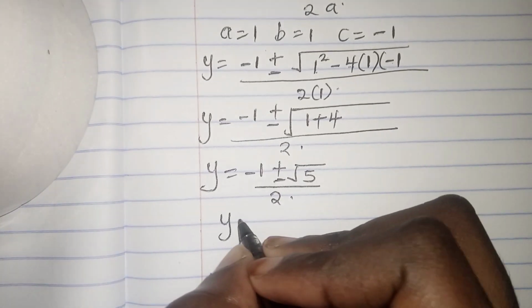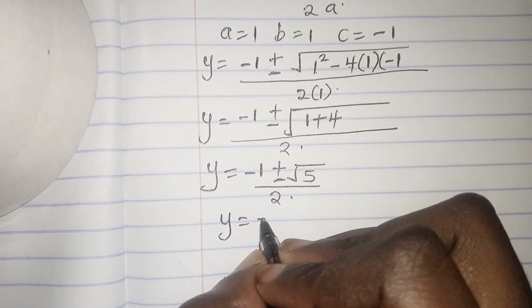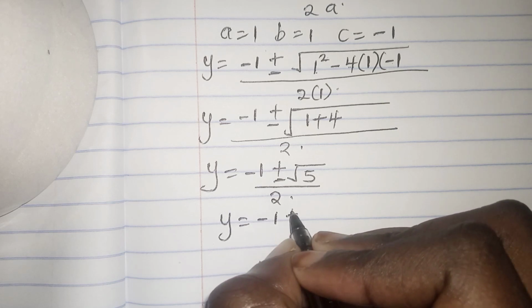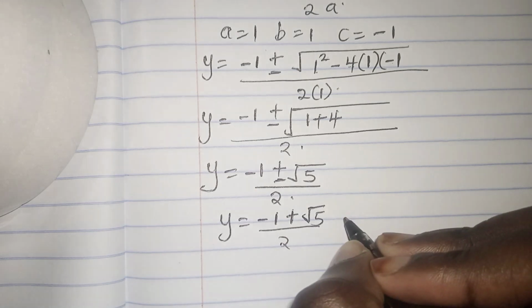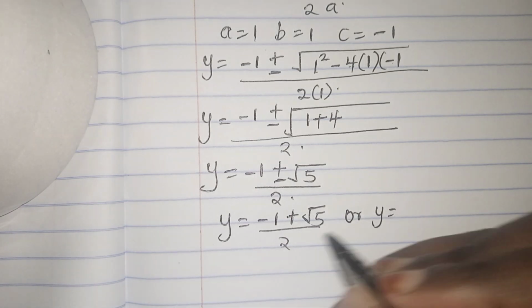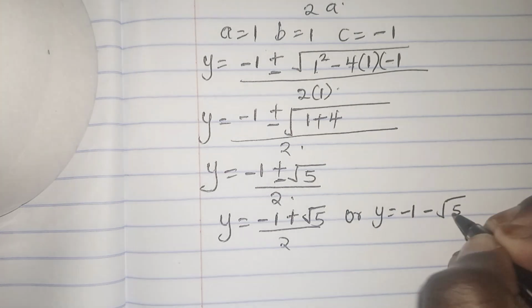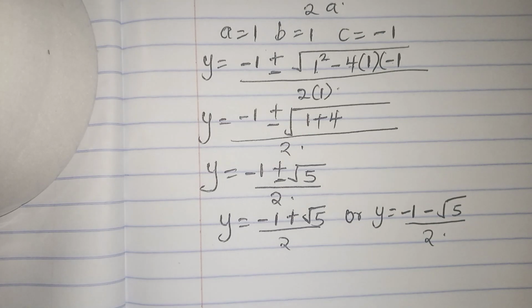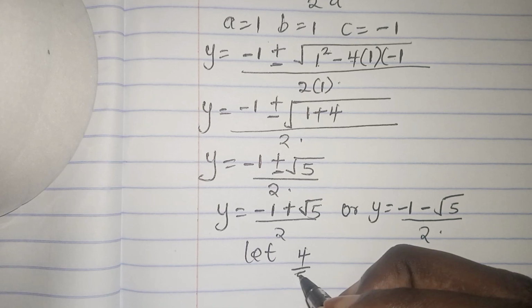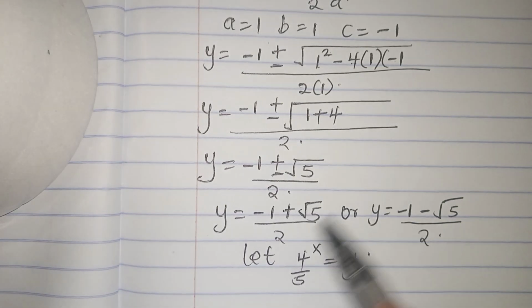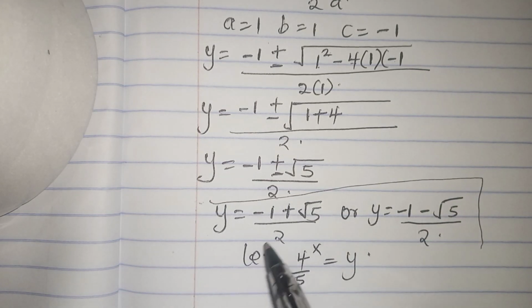Okay, so we shall have two solutions of y here. y is equal to -1 plus, using the positive, the square root of 5 over 2, or y is equal to, taking the negative sign, -1 minus the square root of 5, divided by 2. Okay, so remember we had said let 4 over 5 to the power of x be equal to y. We have these as our values of y, so we are going to solve them right here.